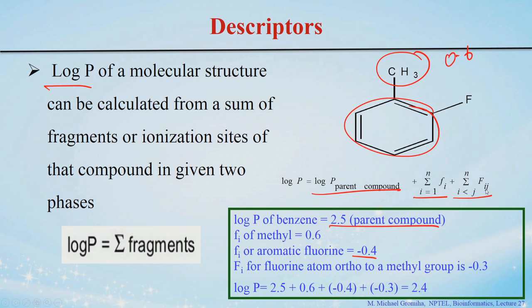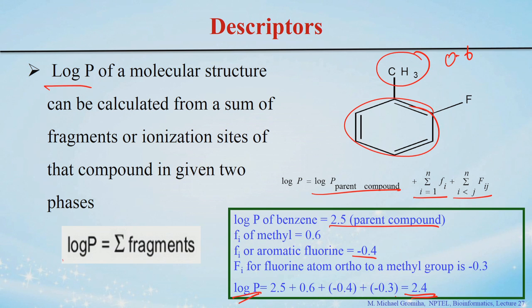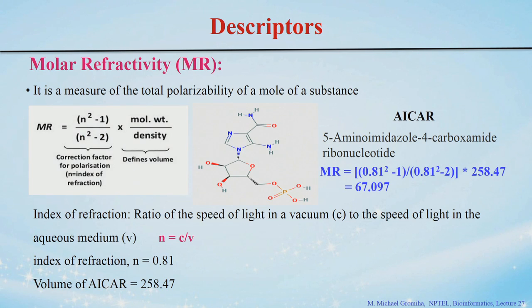The parent compound is benzene, so this is given as 2.5. Our individual fragments are CH3 plus F, so we give 0.6 plus 0.4, and because of the Fij this is minus 0.3. Finally, we get the value of 2.4 for this particular structure. Likewise, for any compound you have, you can take a core, for which we have the values, then get all the constituent fragments, then get the Fij values among these different groups, and finally the summation of all these values gives you the log P for the particular compound. So, you can calculate.